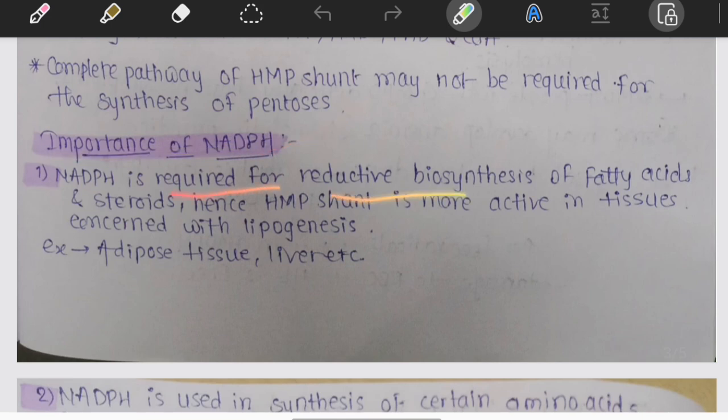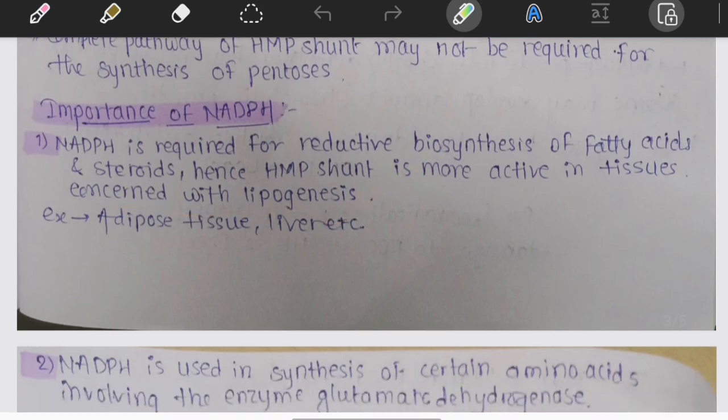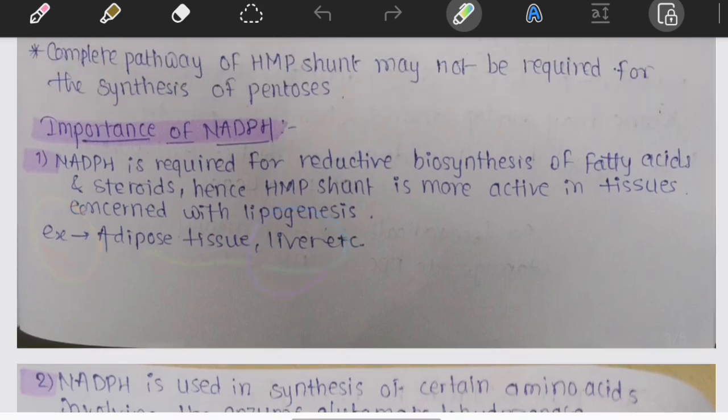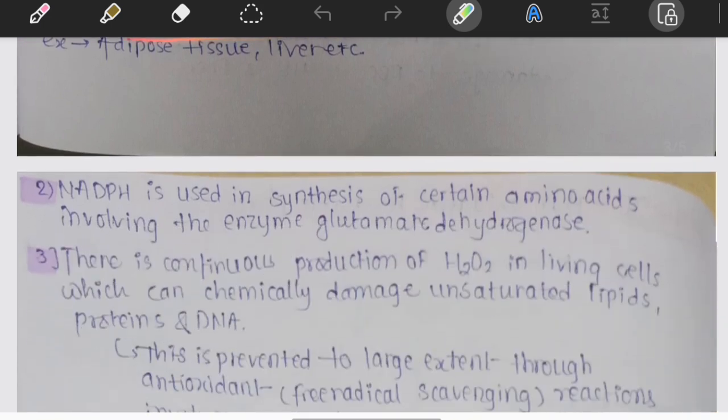NADPH is required for reductive biosynthesis of fatty acids and steroids. Hence, the HMP shunt is more active in tissues concerned with lipogenesis, for example adipose tissue and liver. For fatty acid synthesis, we require more energy, and NADPH is a good source of energy. Hence, NADPH is required, and the HMP shunt occurs more in tissues concerned with lipogenesis.